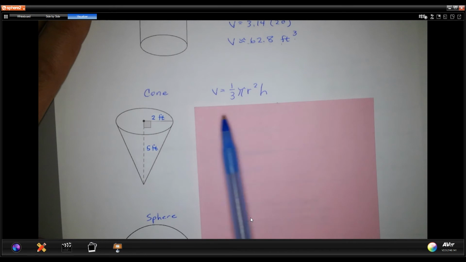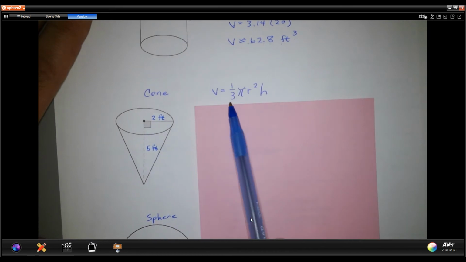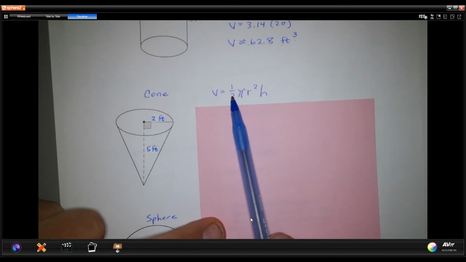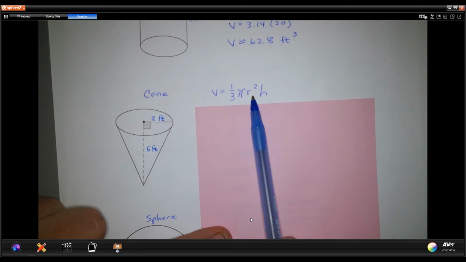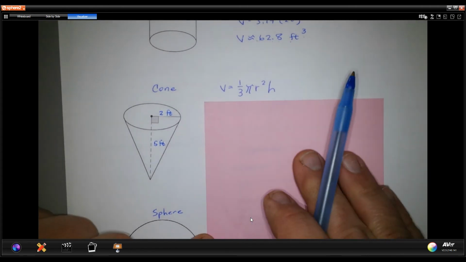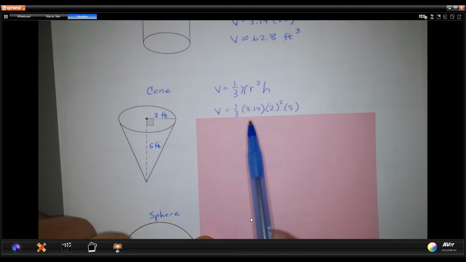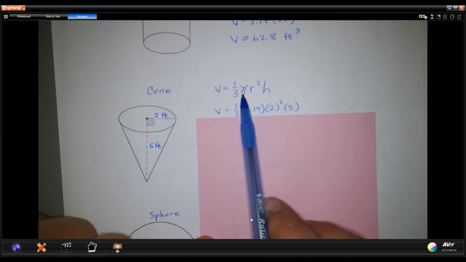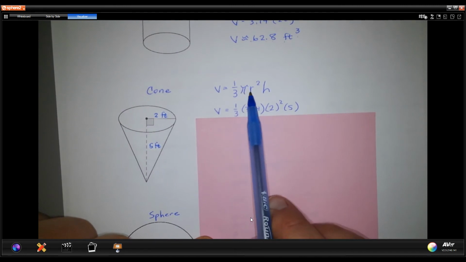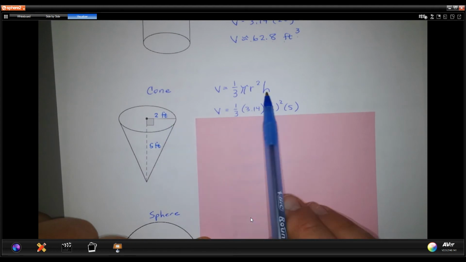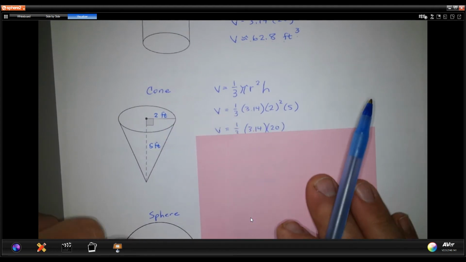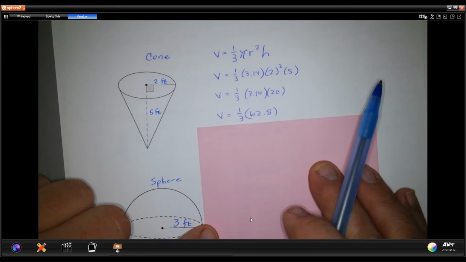A cone is very similar to a cylinder. The only difference in their formulas is that the cone's formula is 1/3 the volume of a cylinder. By the same steps, we want to go ahead and substitute our values. Pi is 3.14, radius in this case is 2, height is 5. We use our multiplication to simplify.